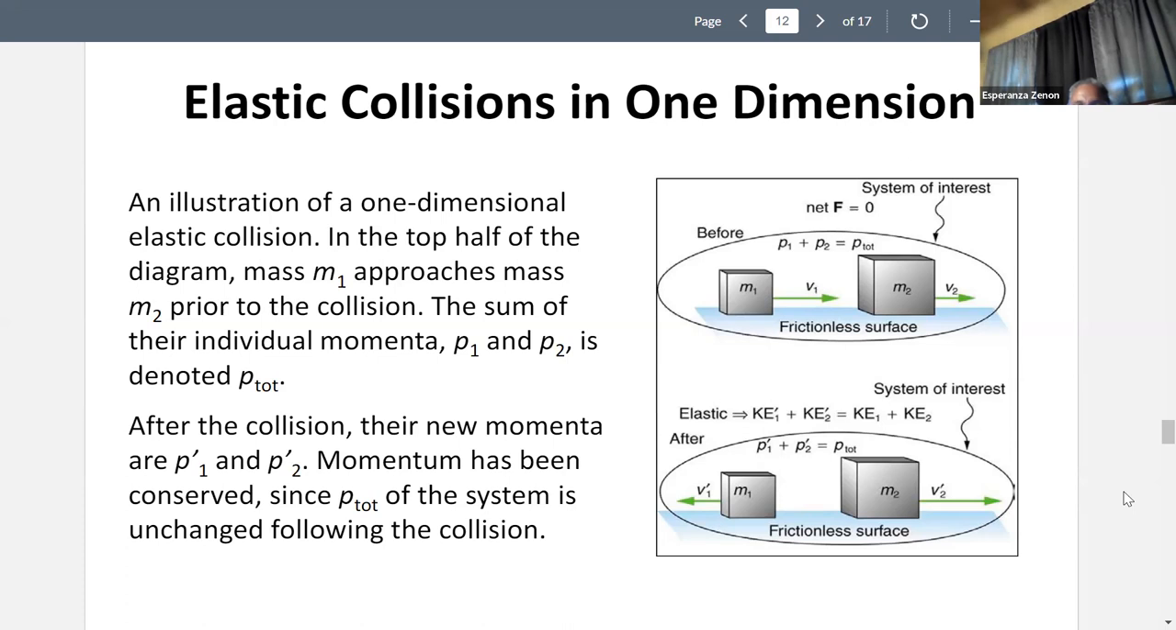But if we take the momentum of each object afterwards, so get the momentum of object number one afterwards. How do you do that? M1 times its velocity. And then take the momentum of object number two, so M2 times its velocity. When you add up those totals, P1 and P2 after, you still get the same value. You still get the same total that you had before. So P total is the same before and after your collision, okay? So that's an example of an elastic collision. Those two objects hit each other and bounce off of each other. Momentum is conserved, and so is kinetic energy.